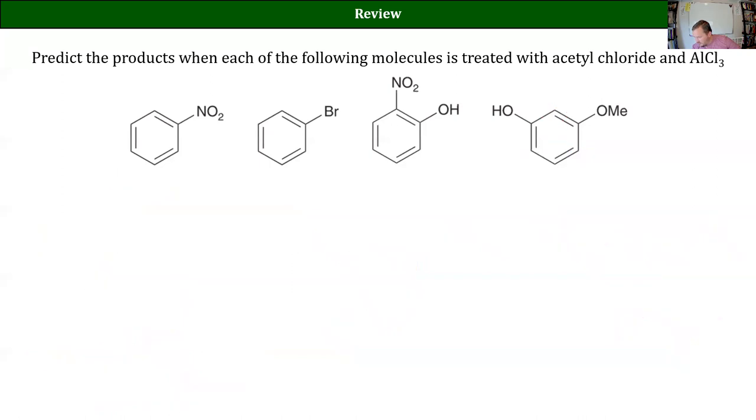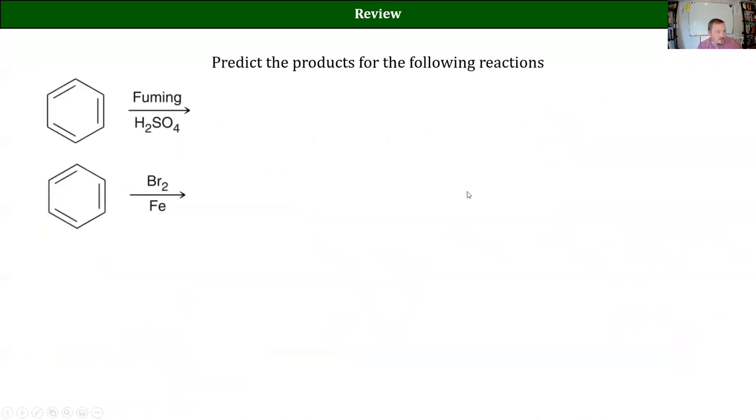All right. Let's clear this. Just a recap. Remember some of our other electrophilic substitutions. What do we add as our electrophile when we have fuming sulfuric acid and benzene? What do we wind up adding? Sulfate group? Yeah, and so it's an SO3 group with the sulfur directly attached.